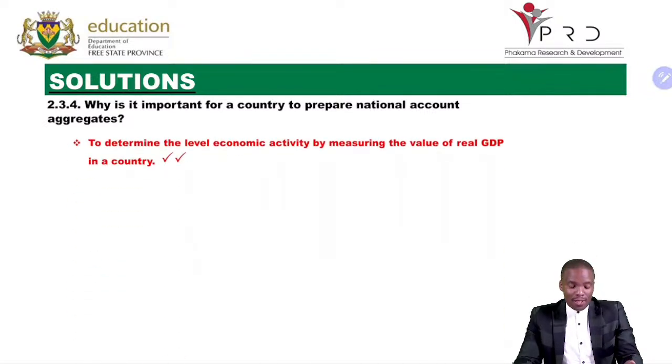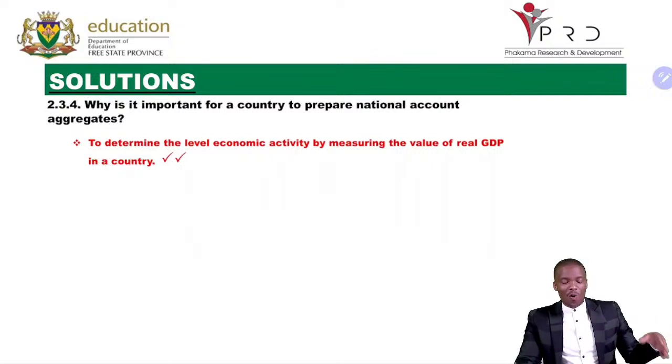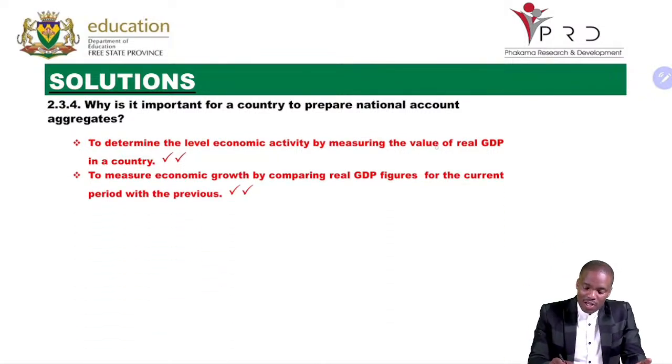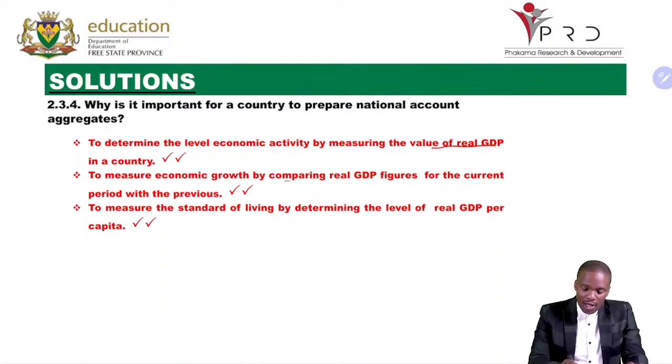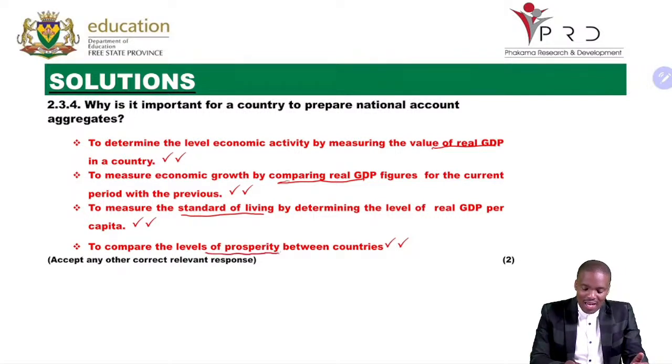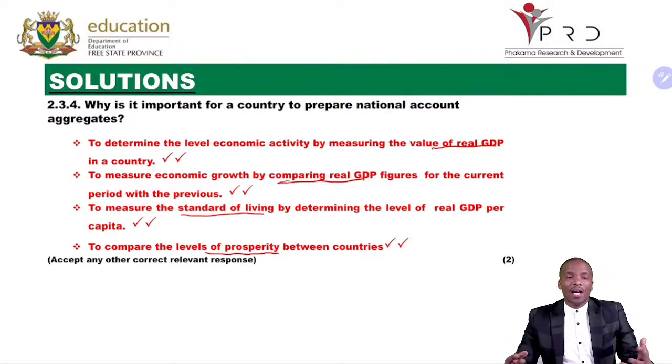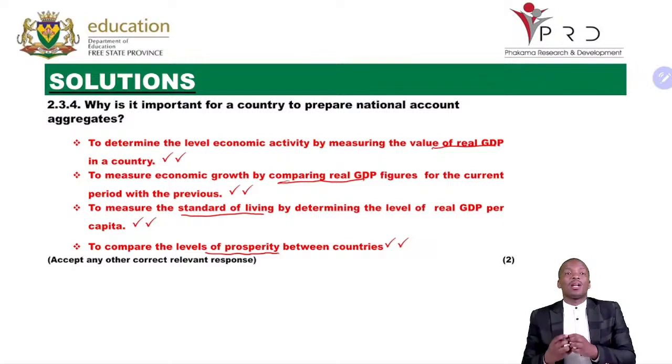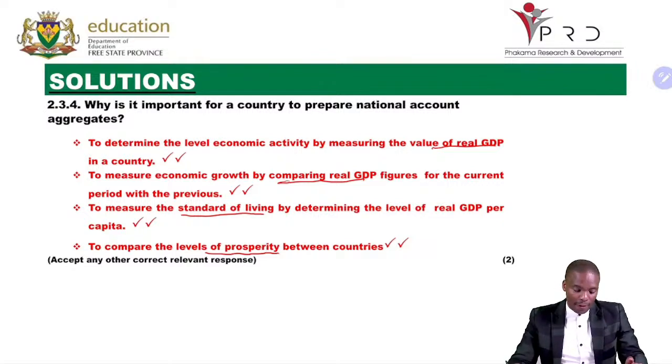And why is it important for a country to prepare national accounts aggregates? It's like what we did in economic pursuit. Why is it important to measure the performance of the economy? So we are there to determine the level of the economy in terms of real output, economic growth, and to compare the current figures with the previous figures, to measure the standard of living, and also to look at the levels of prosperity between different countries. That is why we need to prepare the national accounts aggregates. Okay.